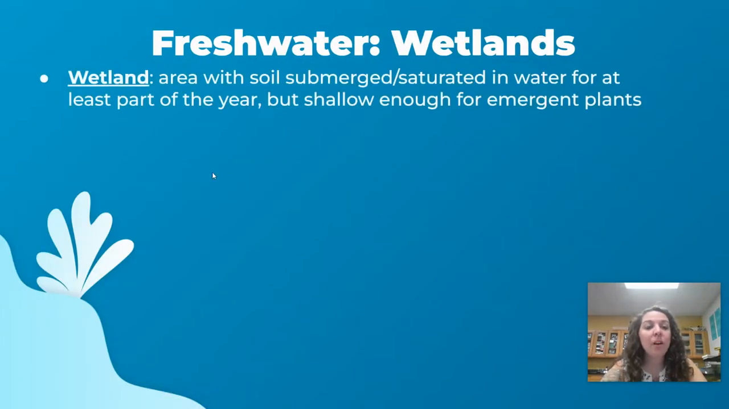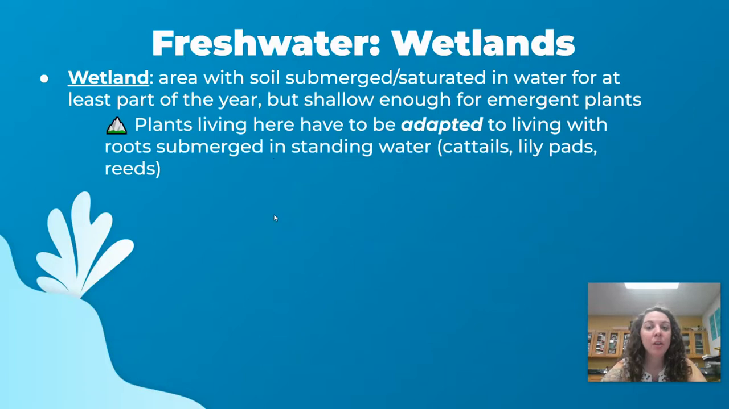So wetlands are an area where we're going to have soil submerged or saturated in water for part of the year at least, but it is shallow enough for emergent plants. Like I just said about the littoral zone, the plants there have to be adapted to live with roots submerged in standing water. Most plants are not able to do that. They essentially become suffocated. They can't get enough oxygen. But the plants that live here are adapted to do that.